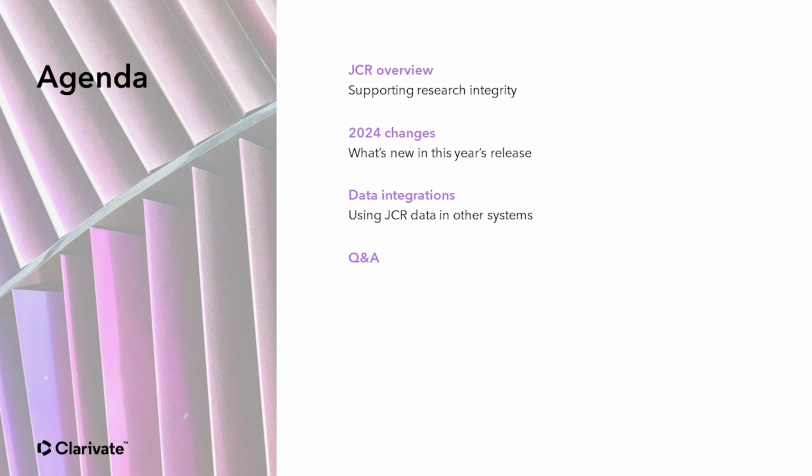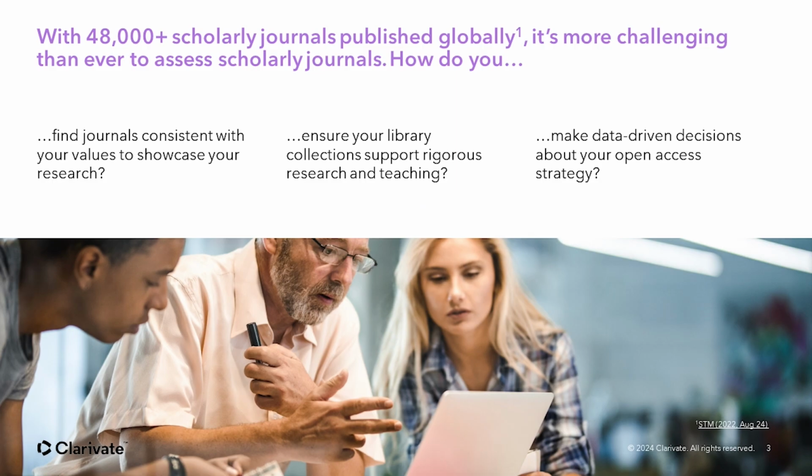So a little bit of background and context. The key point I want to mention is that recent estimates show that there are over 48,000 journals actively publishing around the world. That adds up to a lot of content, talking about millions of publications every year. The key challenge is that it's becoming harder for researchers to understand which journals are the best fit for the manuscripts they want to publish. And the key question is, how do you decide which journals to focus on?